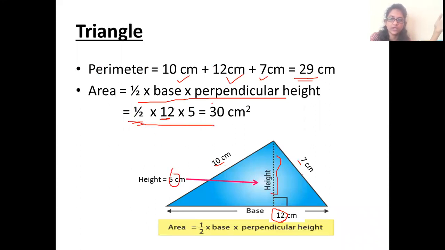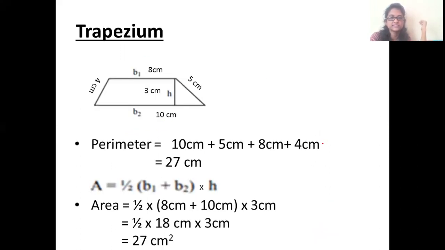According to this formula, we have to substitute the numbers. So half stays the same, the base is 12, and the height is 5. Now we can simplify: 6 times 5, which is 30 centimeters squared. That is the area for the triangle. So this is all about perimeter and area for the triangle. And then trapezium.